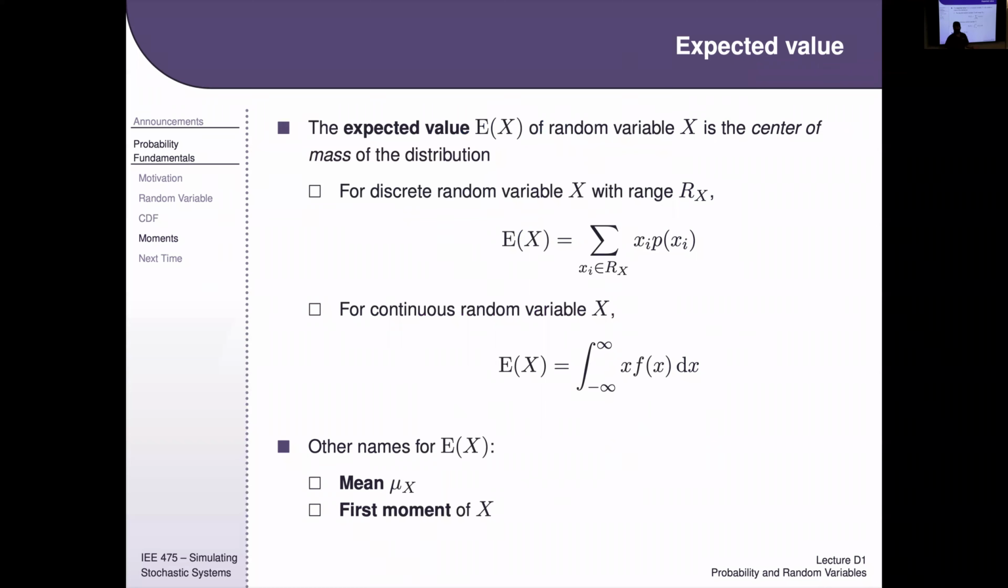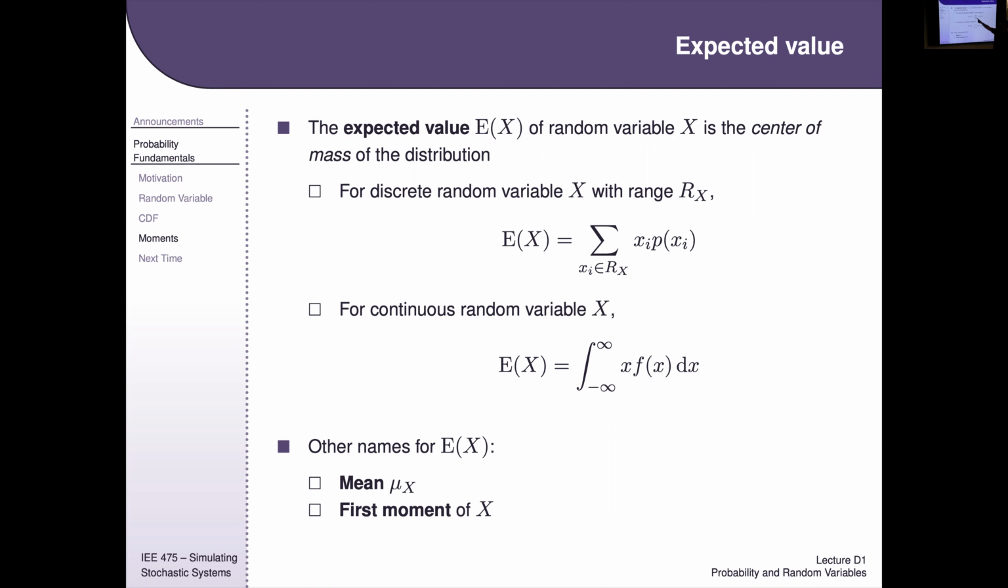All right, so the other couple of things that we need to define are moments. The expected value, or the average as you might say, of a random variable is what we refer to as the center of mass of a distribution. Regardless of whether it's a probability mass function or density function, we refer to the center of mass of either distribution as the expected value.